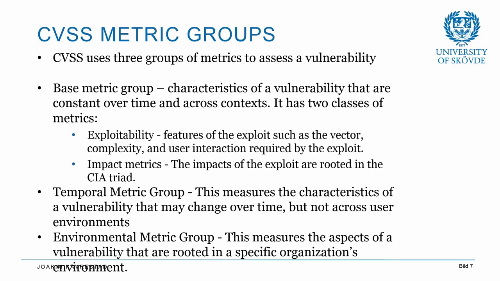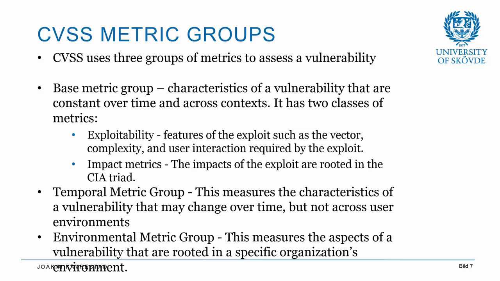It has two underlying classes: exploitability, which is the features of the exploits, such as vector or complexity, the level of user interaction required by the exploit, stuff like that. And then we have the impact metrics, metrics that describe the impact of the vulnerability, and those are rooted in the CIA confidentiality, integrity, and availability triad.